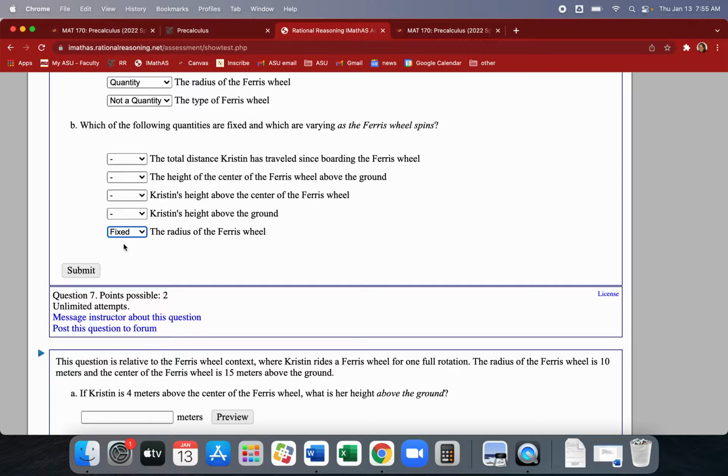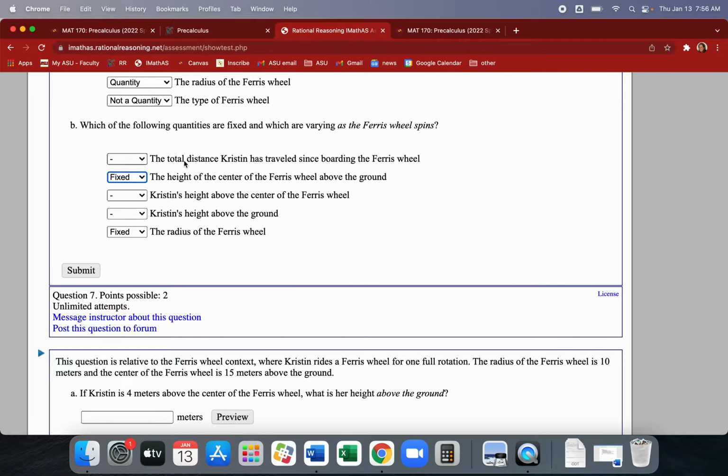There's one other one that's fixed. The height of the center of the Ferris wheel. Yeah, the height of the center of the Ferris wheel above the ground is also fixed. If it weren't, then the Ferris wheel would probably be dropping. That would be a bad situation. These other three are varying quantities.